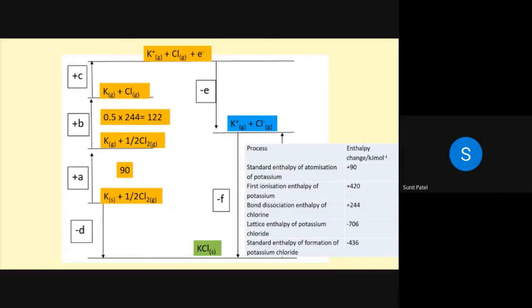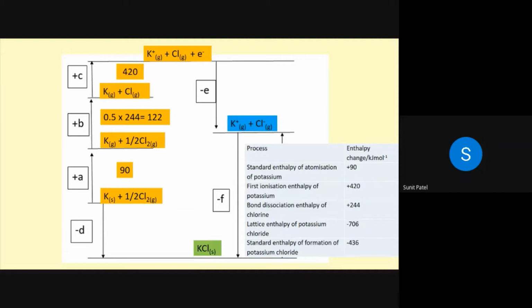Next stage, see what's happening here. What's the difference between the arrow at C, from the bottom of the arrow to the top of the arrow? Well, look what's happened. We've got a mole of electrons being removed, forming a potassium ion, and there's 1 mole of that. So that's going to be the first ionization of potassium, and that's for 1 mole. So that number is the same as the table.